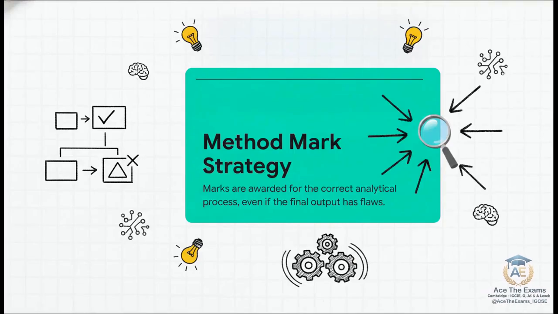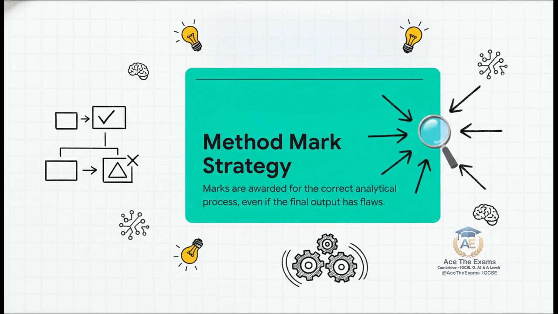Let's look closely at the definition here. The method mark strategy is a grading framework where examiners actively award marks for demonstrating the correct analytical process and working steps, even if your final output has minor flaws. By understanding this, you can completely maximize your score by proving your systematic processing rather than just obsessing and freezing up over the final code execution.